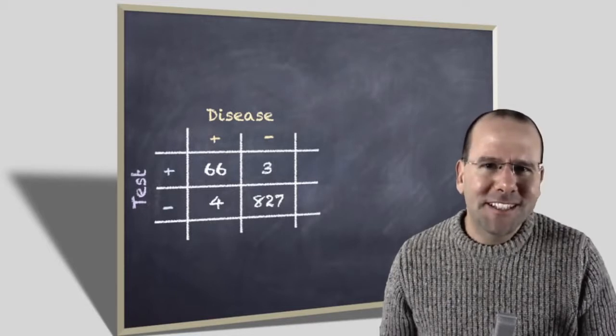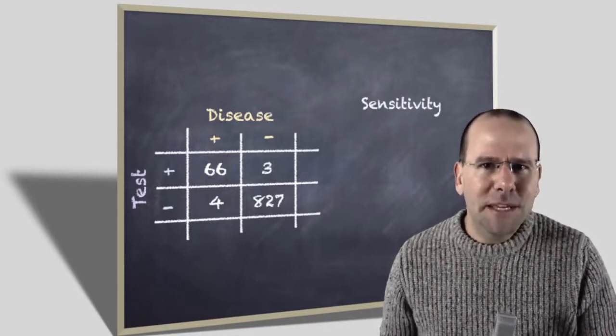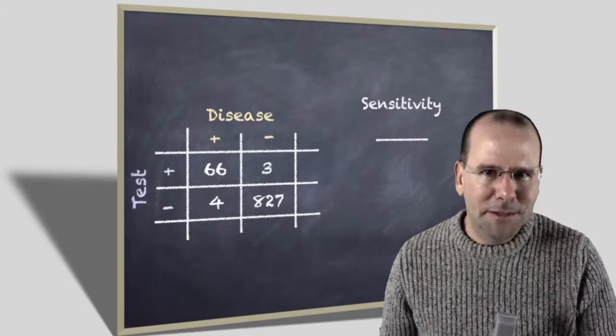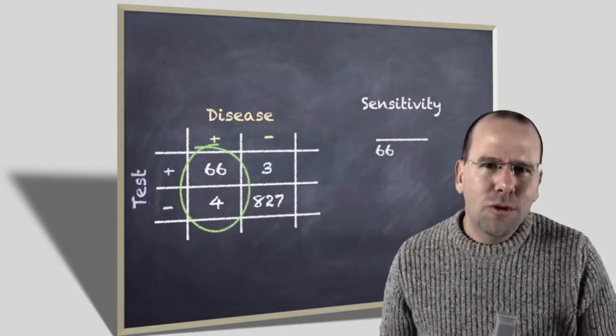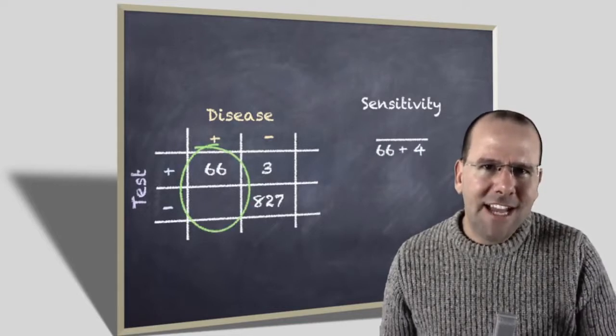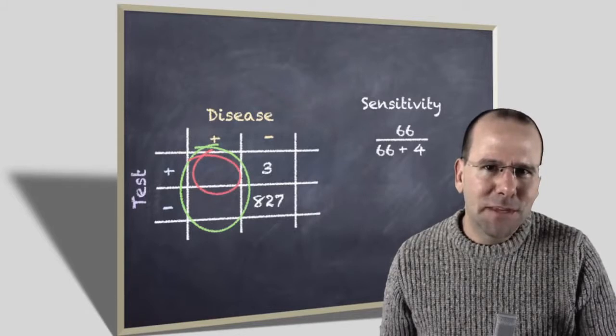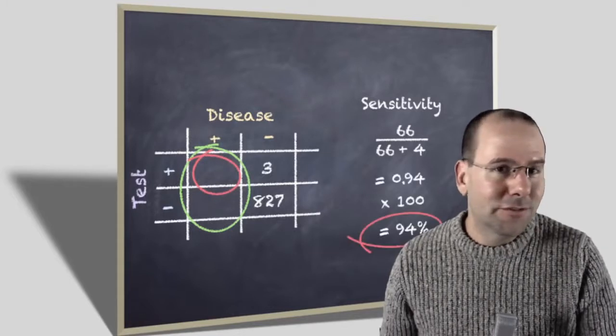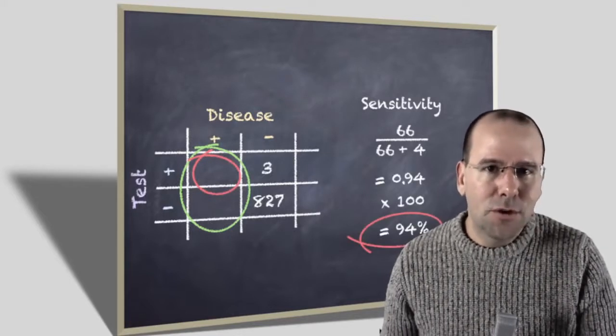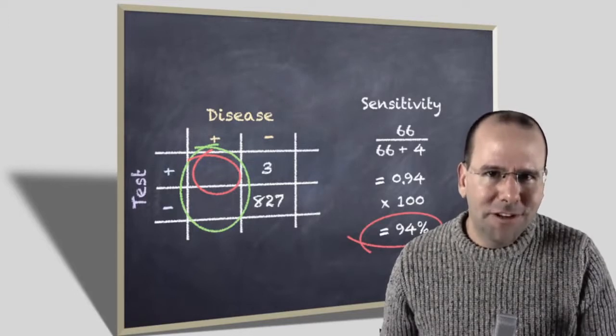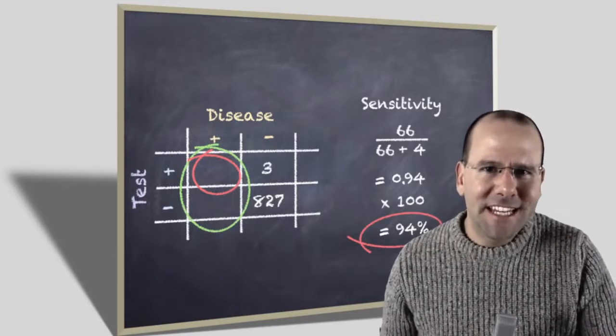So when we talk about sensitivity, we mean of all the people that are positive, the people that are circled in green, what proportion of those actually test positive? Those are the people that are circled in red. So it's a fraction, 66 over 70 gives you 0.94. Times it by 100 and you've got 94%. The test will identify 94% of the people that actually have the disease.